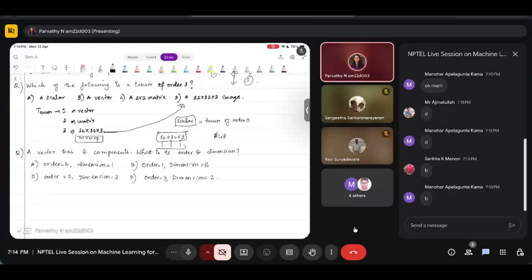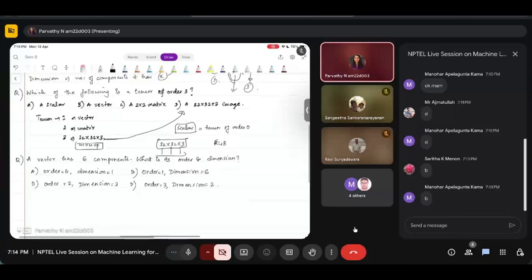A vector has six components. What is its order and dimension? Order is 6, dimension is 1. Order is 1, dimension is 6. Order is 2, dimension is 3. Order is 3, dimension is 2. So a vector is always a first order tensor. As I have mentioned here, a tensor of order 1 is a vector. And for this vector, it has 6 components. So order is 1 and dimension is 6.